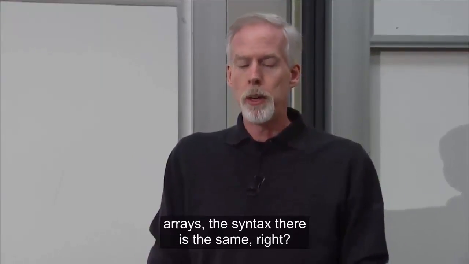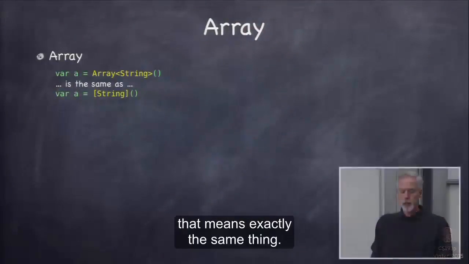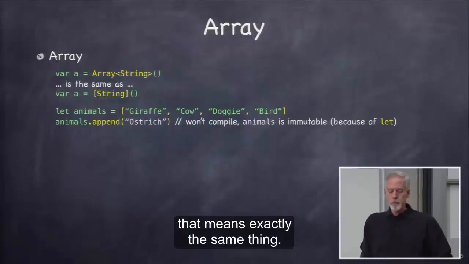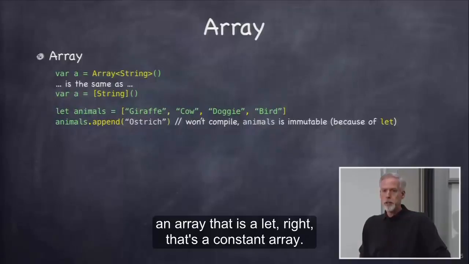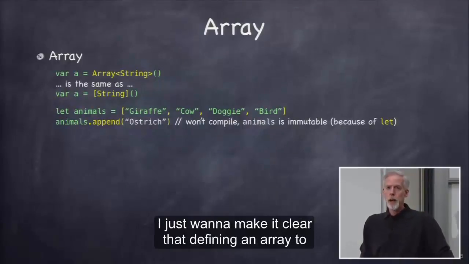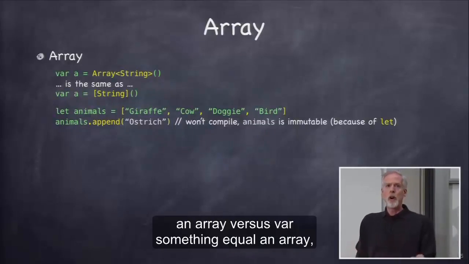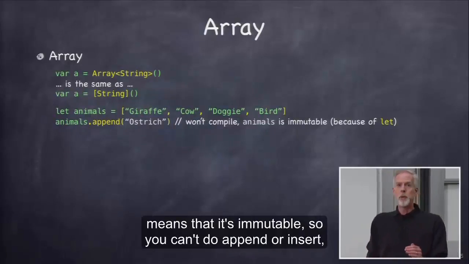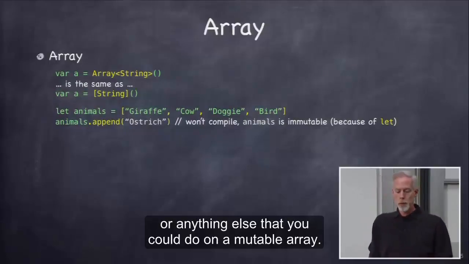All right, so array, we covered this, so I'm going to go really fast through this, but with arrays, the syntax there is the same, right? That square bracket thing means exactly the same thing. Also, you can't append or modify in any way an array that is a let, right? That's a constant array. I just want to make it clear that defining an array to be a constant by saying let something equal an array versus var something equal an array means that it's immutable. So you can't do append or insert or anything else that you could do on a mutable array.